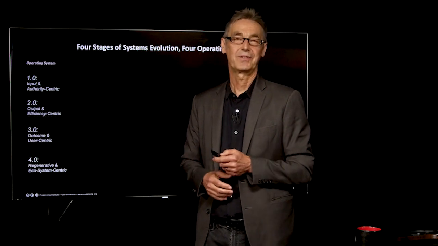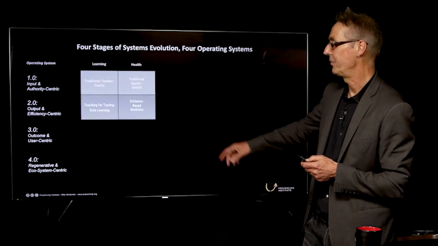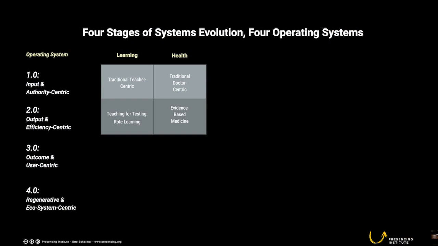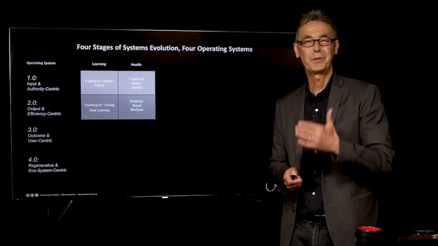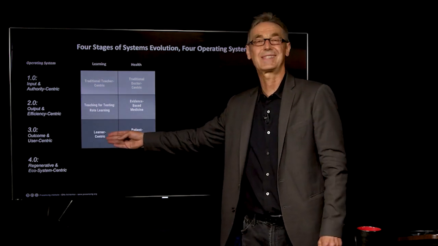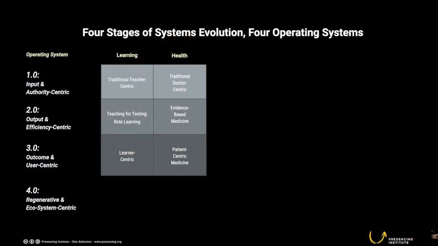So today, the mainstream is very much still on 2.0, right? Output and efficiency centric. For example, in learning, teaching for testing. In health, we have evidence-based medicine. But we, of course, know that real learning is not teaching for testing. It has to do with student-centric learning environments.